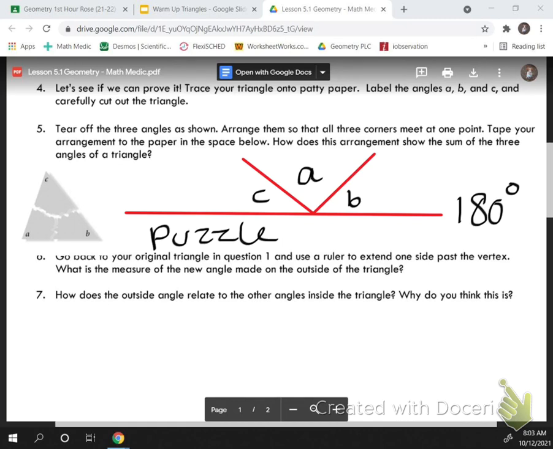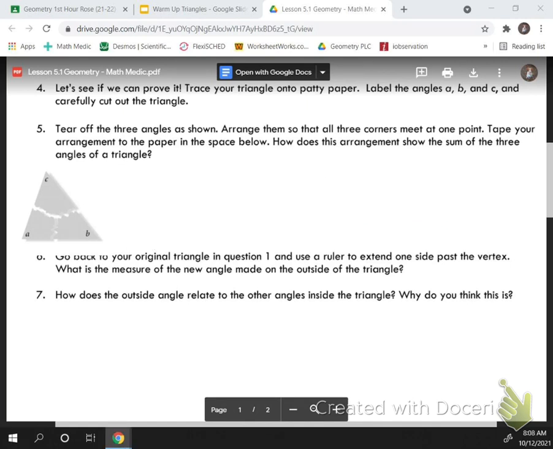You're going to glue this down. One person grab a glue stick. Go! Glue it down. Go! Read 6 and 7 with your team.